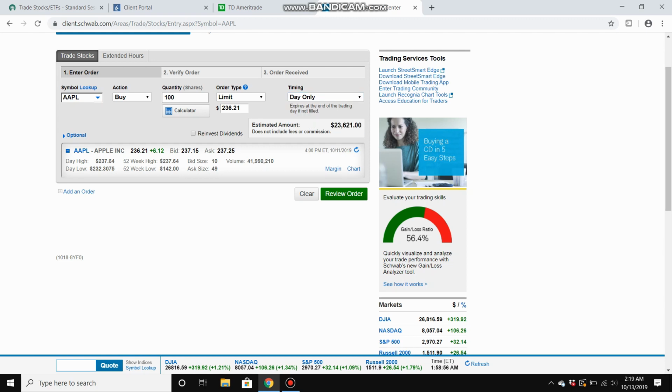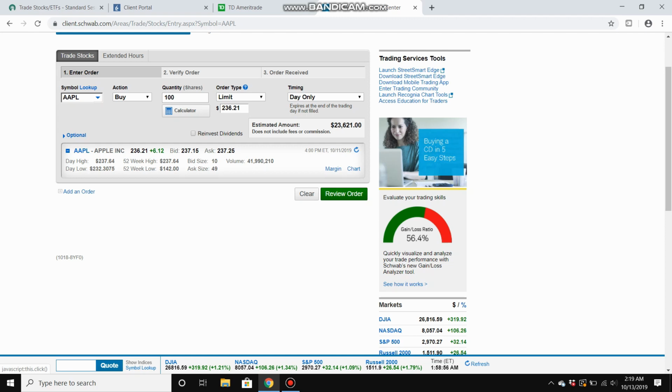So you review it. Apple, buy 100 shares at 236.21. That means if it hits 236.21, I'm going to be owning 100 shares of Apple and it will show up in my portfolio. Estimated amount, review order.